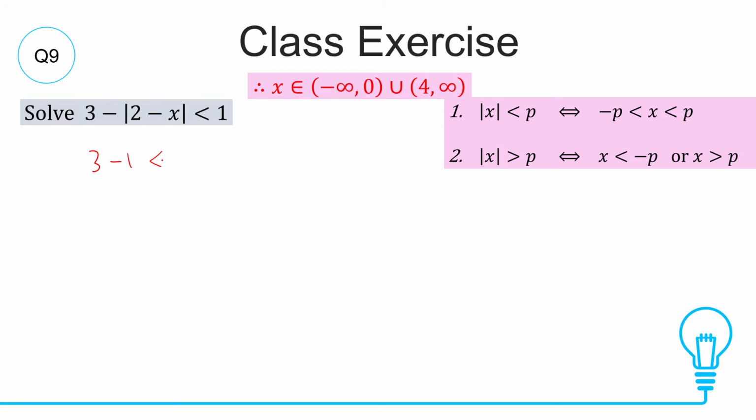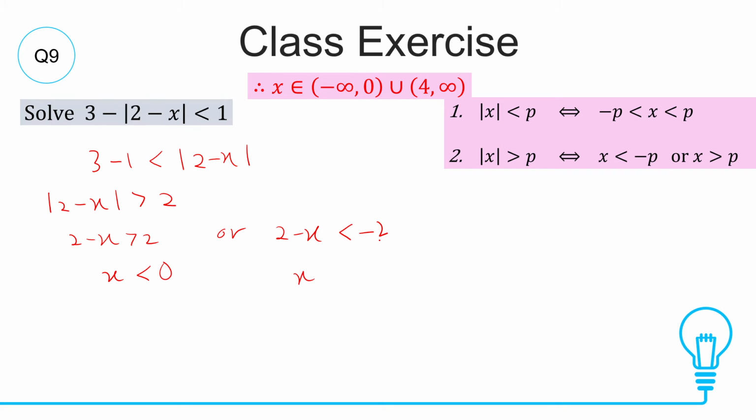Minus 1 less than absolute 2 minus x. Okay, this one is a greater than. How do I know? I rearrange: absolute 2 minus x greater than 2. Okay, then I break this one. 2 minus x greater than 2, or 2 minus x less than negative 2. I shifted. So x is less than 0, and x is greater than 4. So that's why you have this answer.